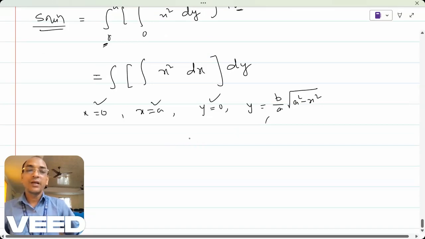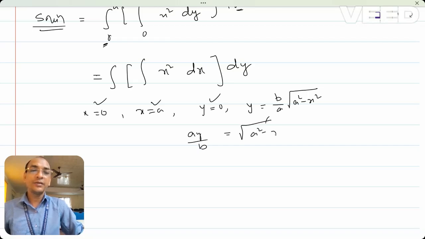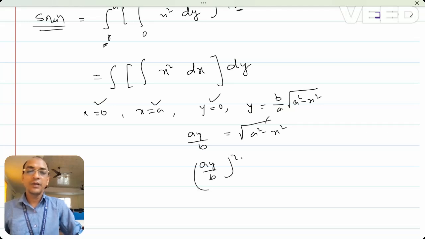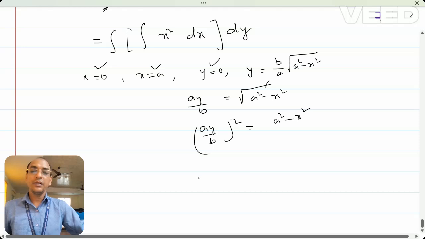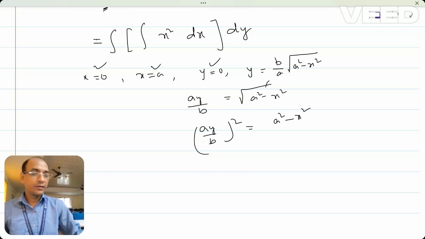So let me take here (a/b) y = root over of a square minus x square. Now I will take square on both sides, which will be nothing but a square minus x square. Okay, so this is equivalent to saying (a square y square) by b square is equal to a square minus x square.